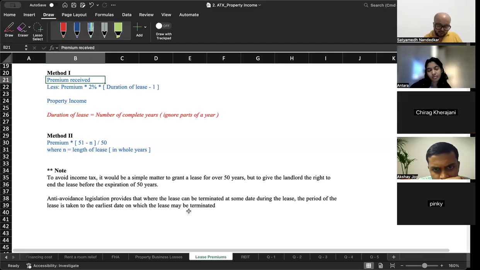So HMRC and tax authorities have also become smarter. What they are saying is, no, we'll not pay attention to that. For us, the duration of the lease is from the date the lease is granted till the date you get the right to cancel. So we are going to consider only that much period. Okay? Are you with me, all of you?